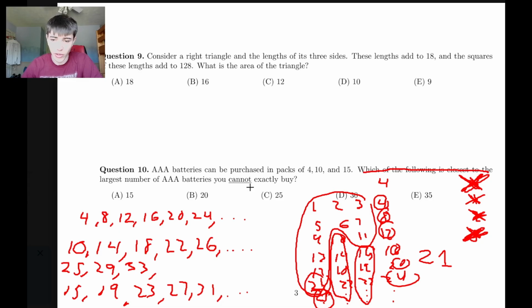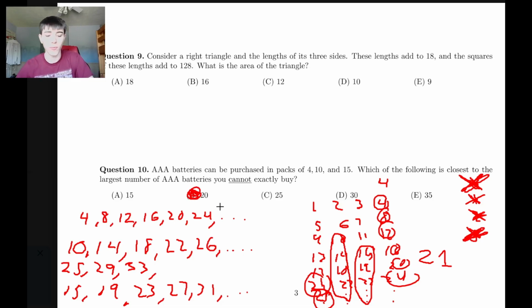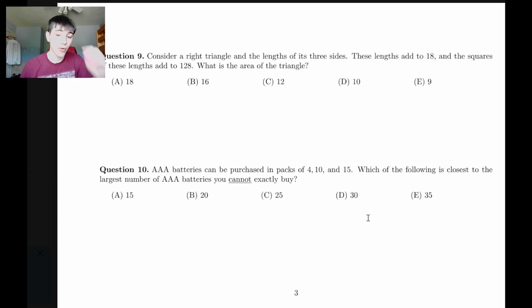Which of the following is closest to the largest number you cannot buy? The closest to that is 20. So the answer is B. Okay, that was a difficult problem.